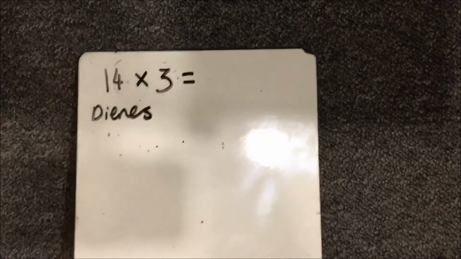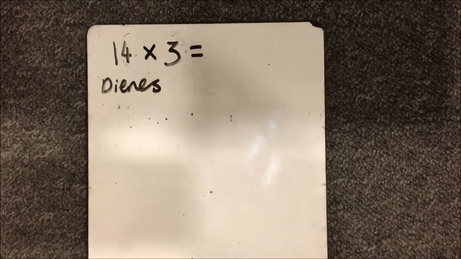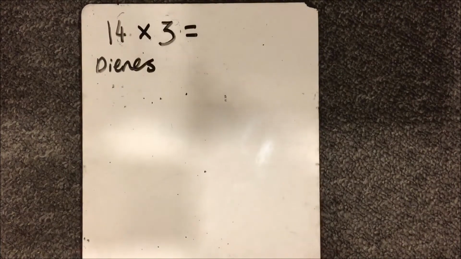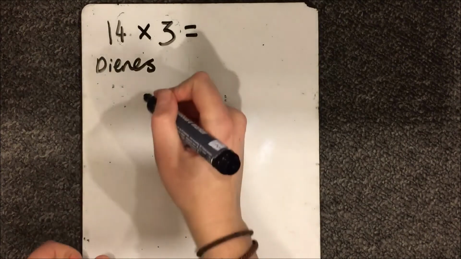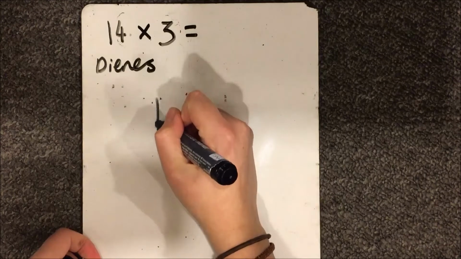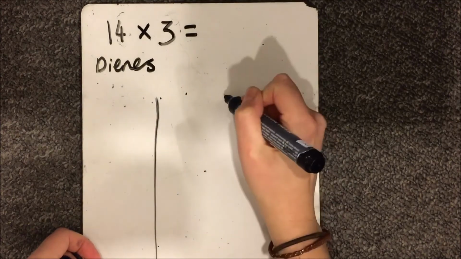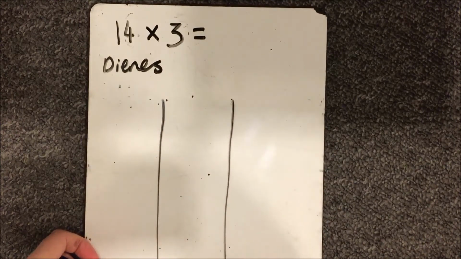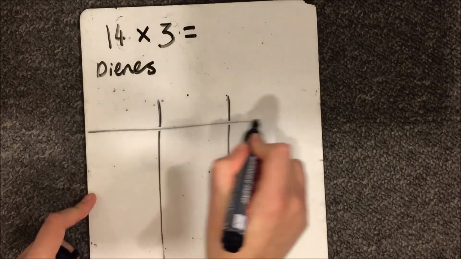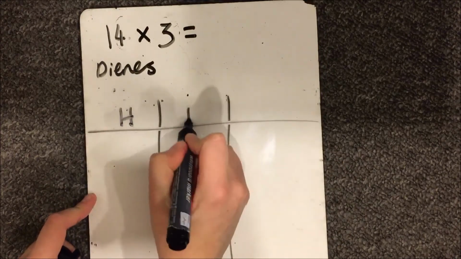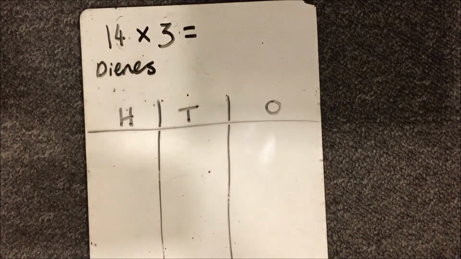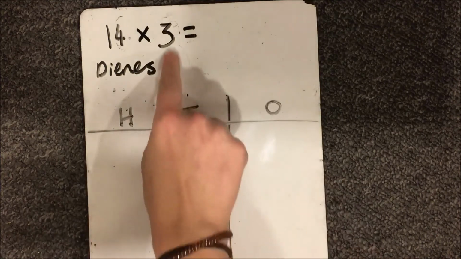Let's move on to our first example. So the first one says 14 times 3. We're going to use our Dean's method first. We're really good at that now, remember, as we had lots of practice yesterday on Friday. So if you'd like to, you can draw out your place value grid with me, or you can watch. So I've got hundreds, tens, and ones. Then I'm going to draw 3 rows across.